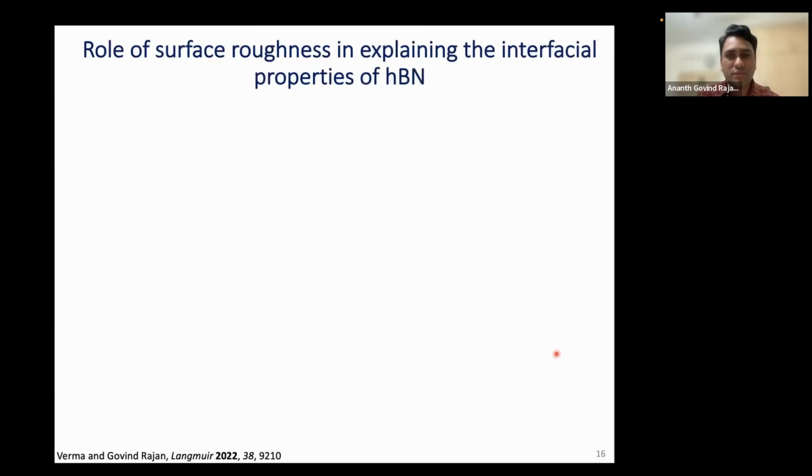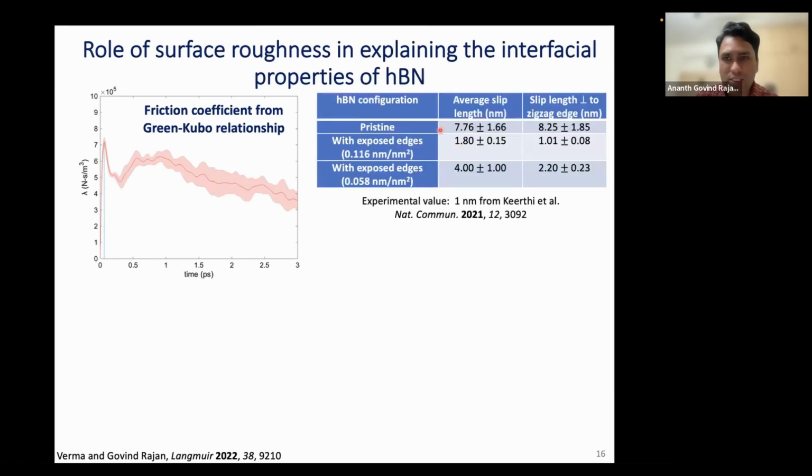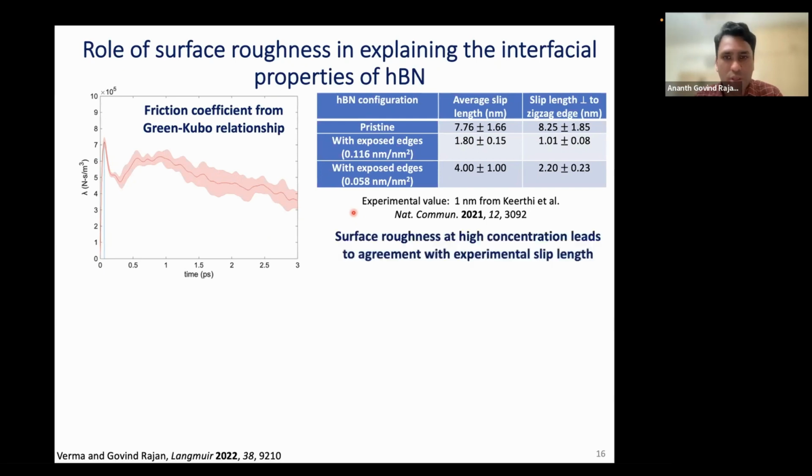Then we also looked at the role of surface roughness in explaining the slip length, right? If you compute the friction coefficient from the Green-Kubo relationship, these are the results for the slip length. For pristine hBN, it's about 7 nanometers, like we discussed earlier, but with exposed edges at high concentrations, it can come down to as low as 1.8 nanometers. And if you consider only flow perpendicular to the zigzag edge, it's almost just 1 nanometer. And this is very strikingly close to the experimental value measured by Keerthi et al. from Radha Boya's group. It was very interesting that just by considering roughness, we could map the experimental slip length to the simulated one.